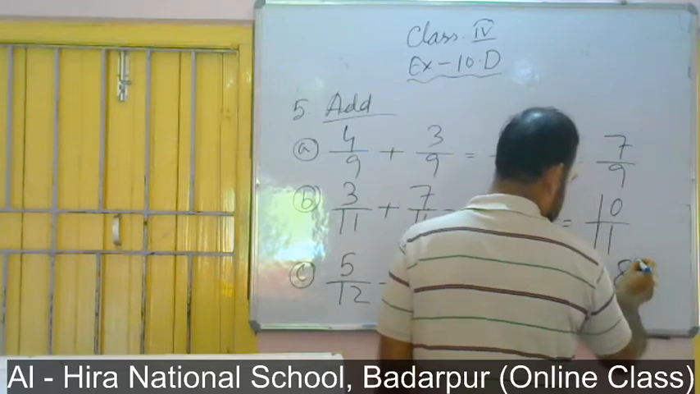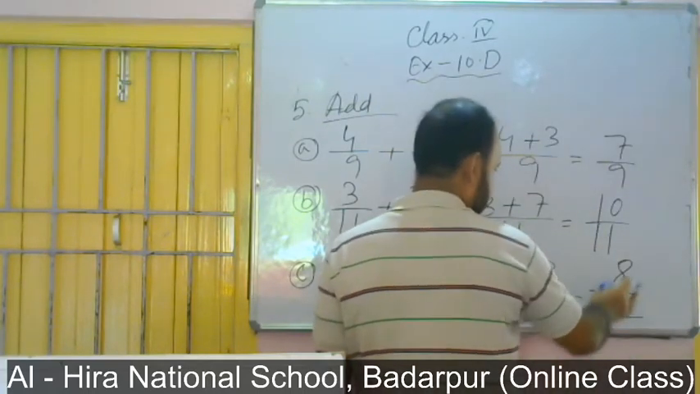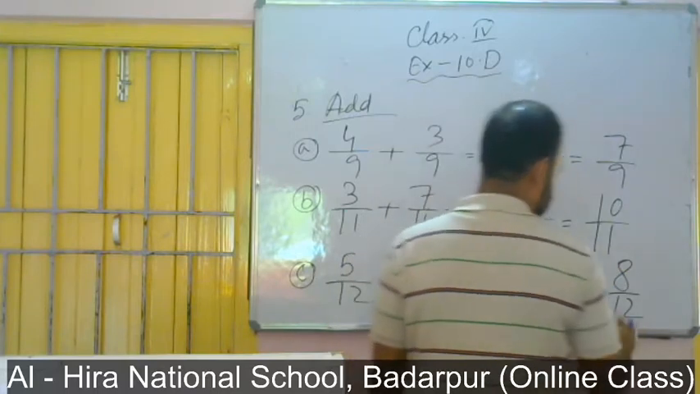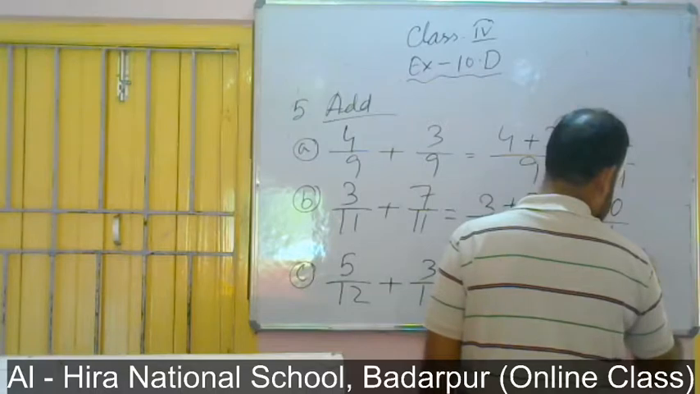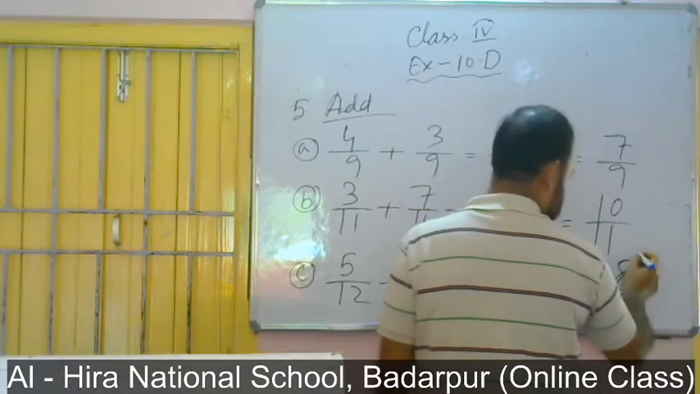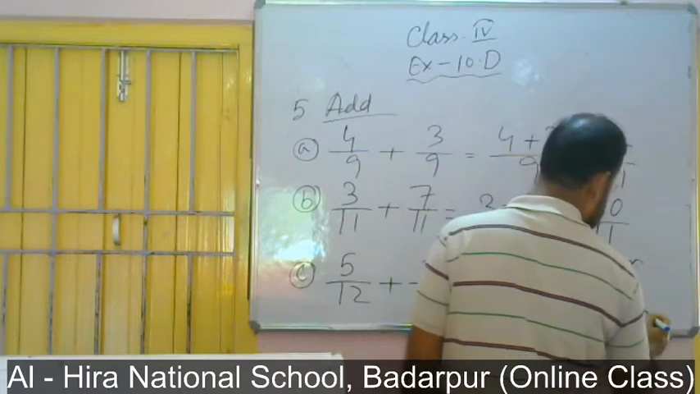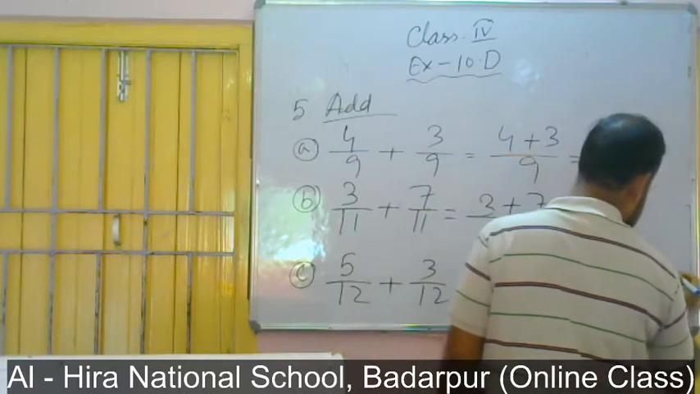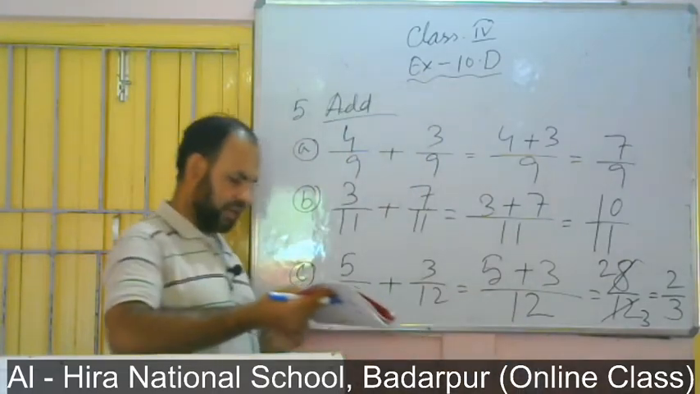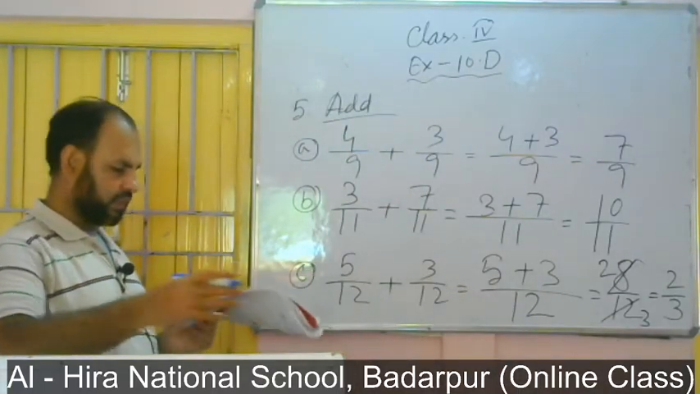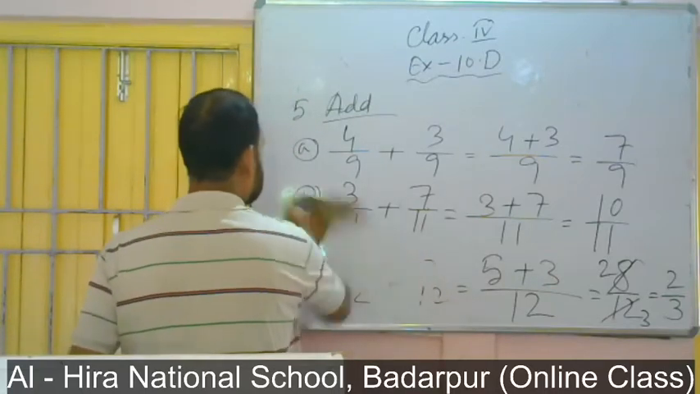So we know the common factors of 8 and 12 are 4. The highest common factor is 4: 4 2s are 8 and 4 3s are 12. So the answer is 2 by 3. Next, question number D.